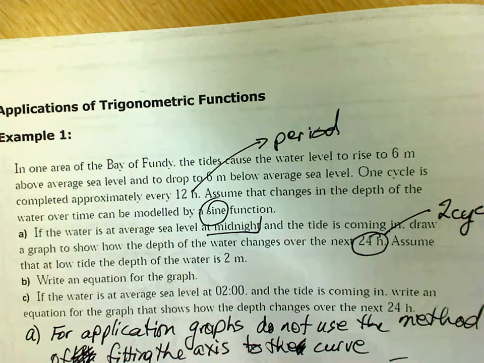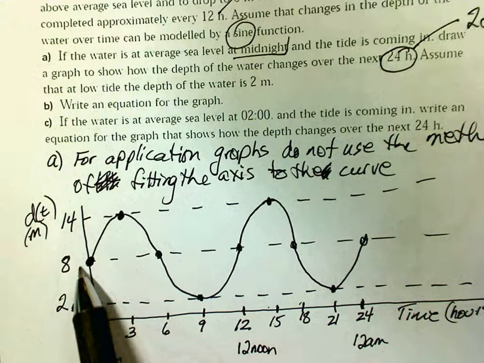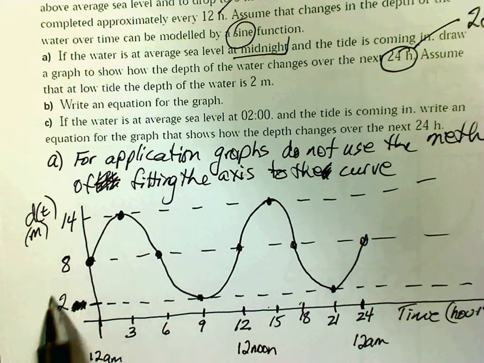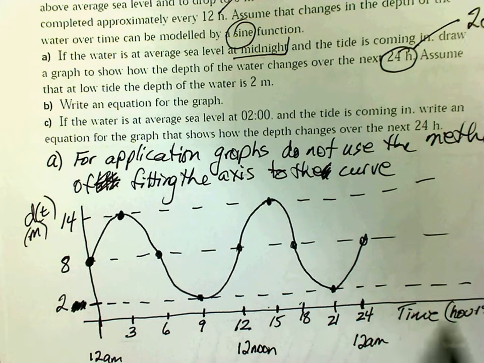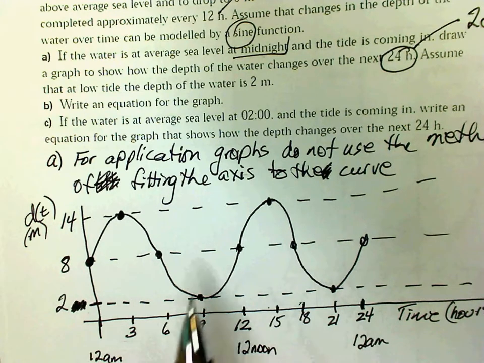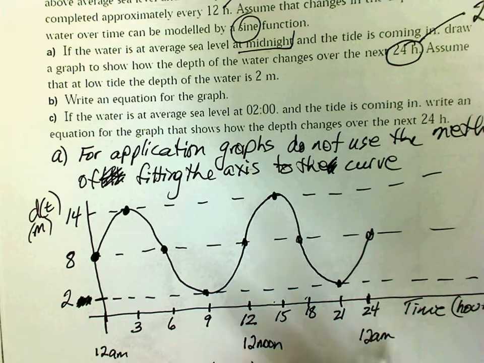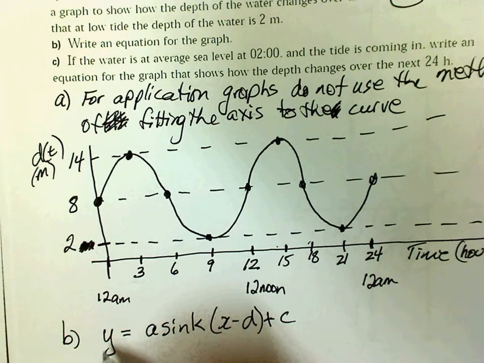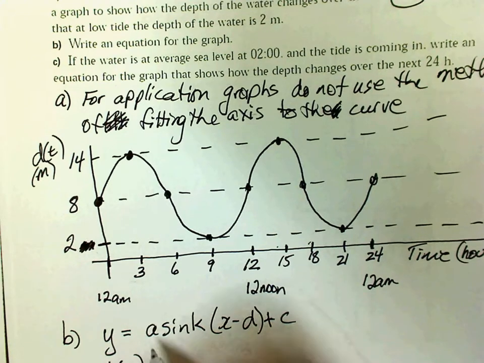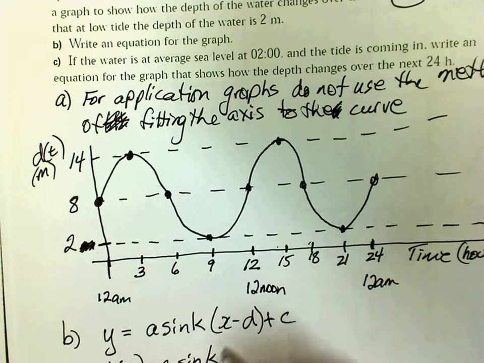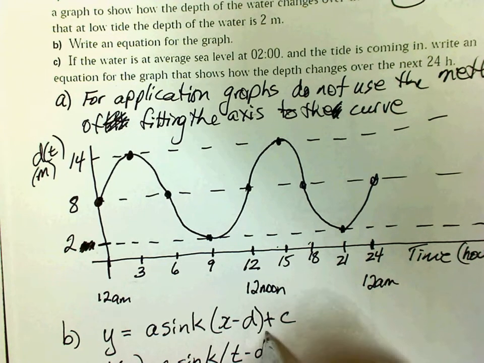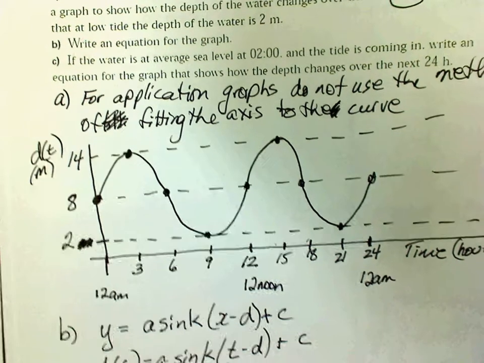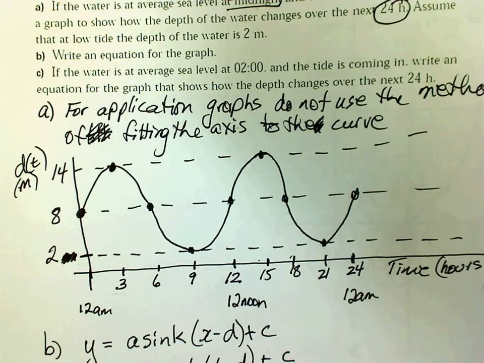Okay, so I think we have all the details now. We have our scale here, right, 2, 8, 14. We have this on the bottom. Now we can come up with the graph. What we're going to do is call it depth at time t, equals a sine k t minus d plus c. And they want a sine graph.